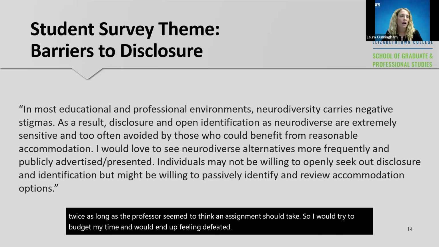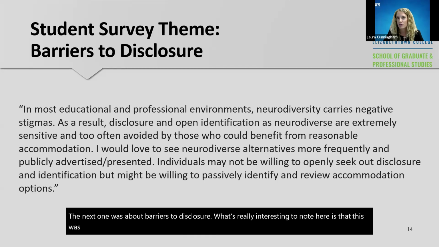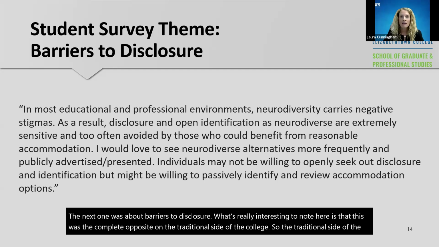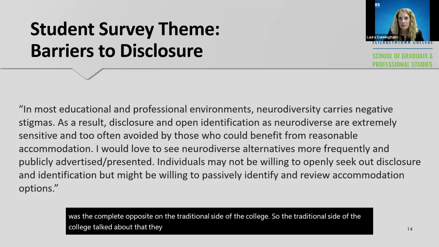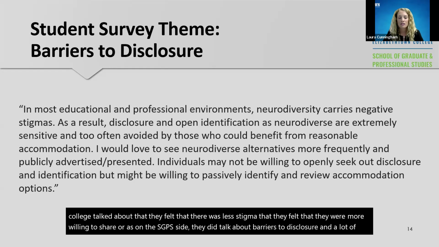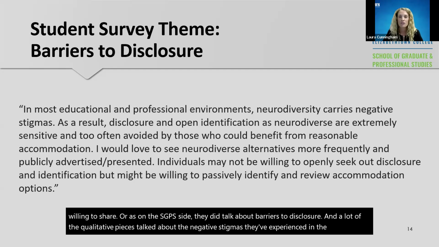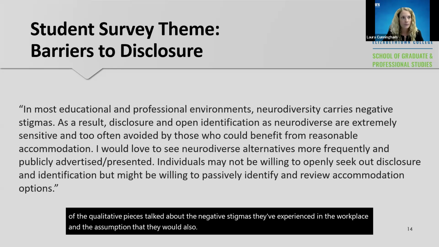The next one was about barriers to disclosure. What's really interesting to note here is that this was the complete opposite on the traditional side of the college. The traditional side of the college talked about that they felt that there was less stigma, that they were more willing to share. Whereas on the SGPS side, they did talk about barriers to disclosure. And a lot of the qualitative pieces talked about the negative stigmas they've experienced in the workplace and the assumption that they would also experience that here.